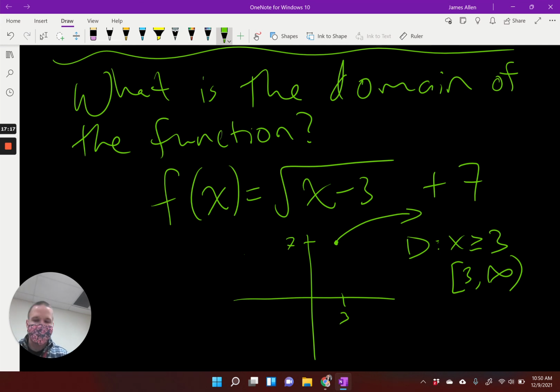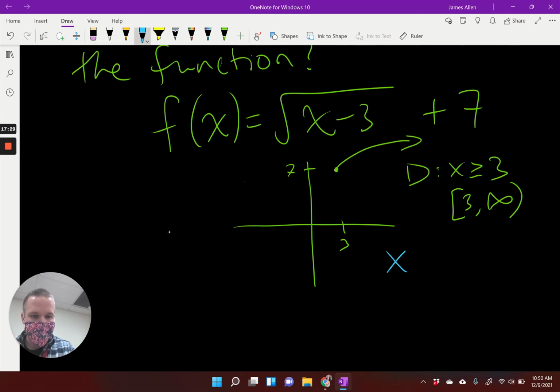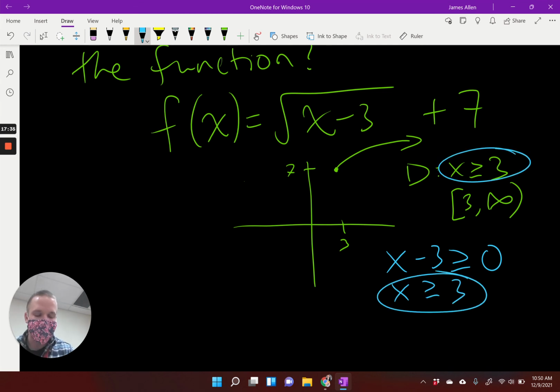Okay, well, sometimes it's not necessarily as easy to graph, but we really don't even need to graph it. What numbers are not allowed in a square root? Negative numbers, right? So if I were to take x minus 3 and set it greater than or equal to 0, add 3, and I've got the same result as right there, which I could also write as 3 to infinity. So there we go. There's my domain, right?